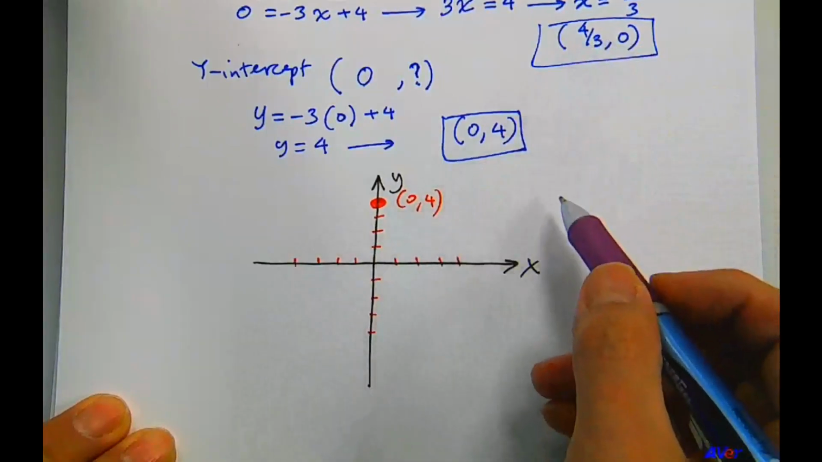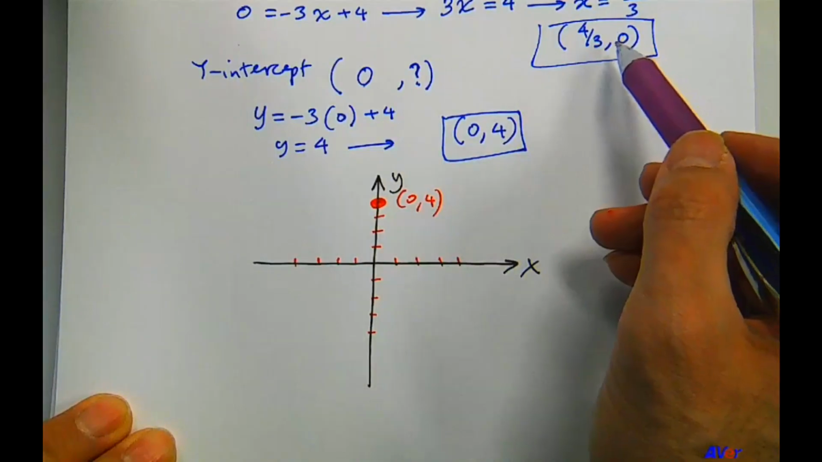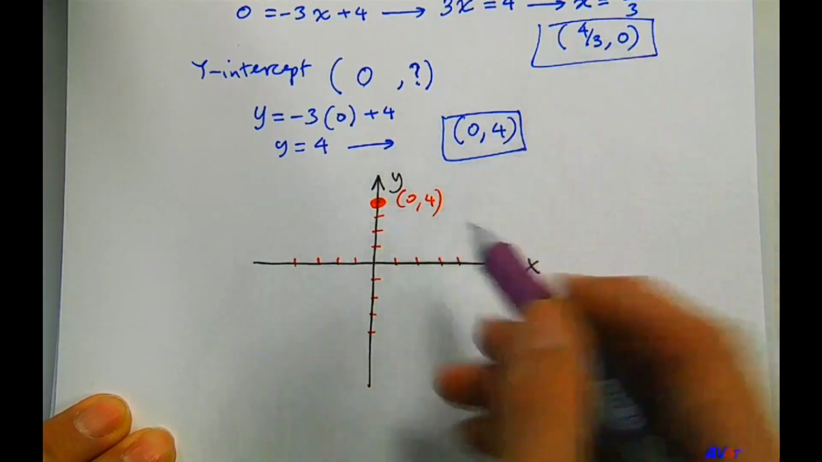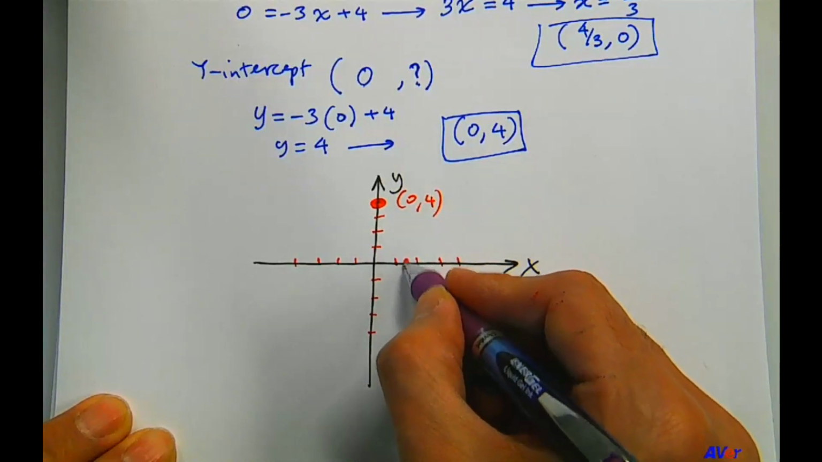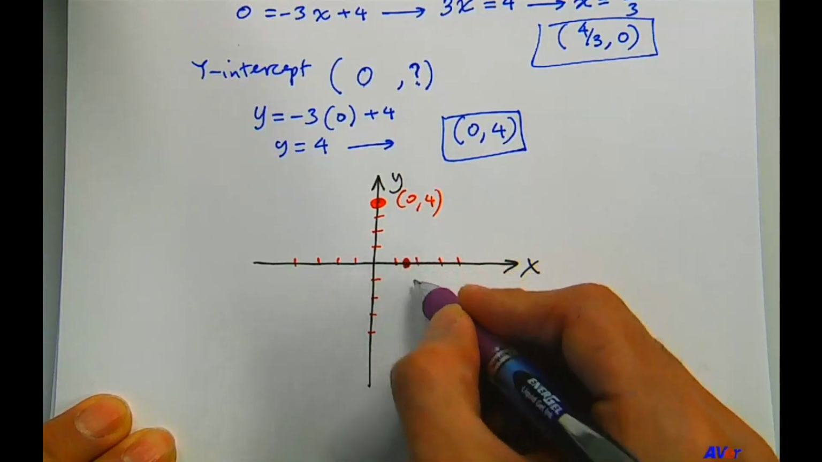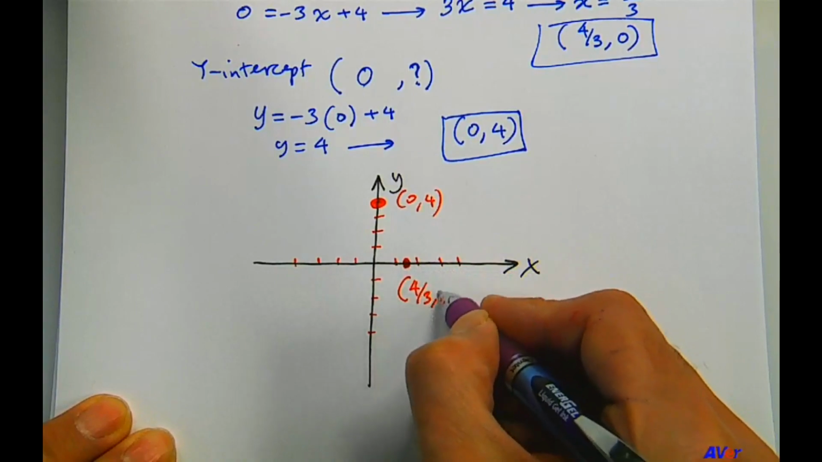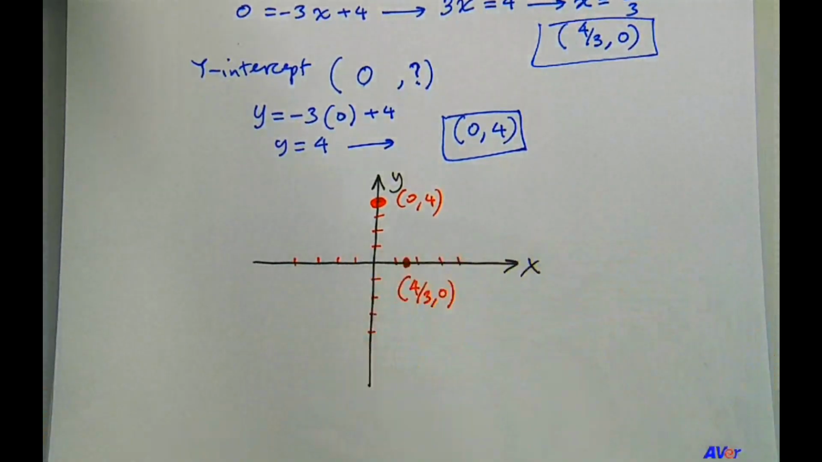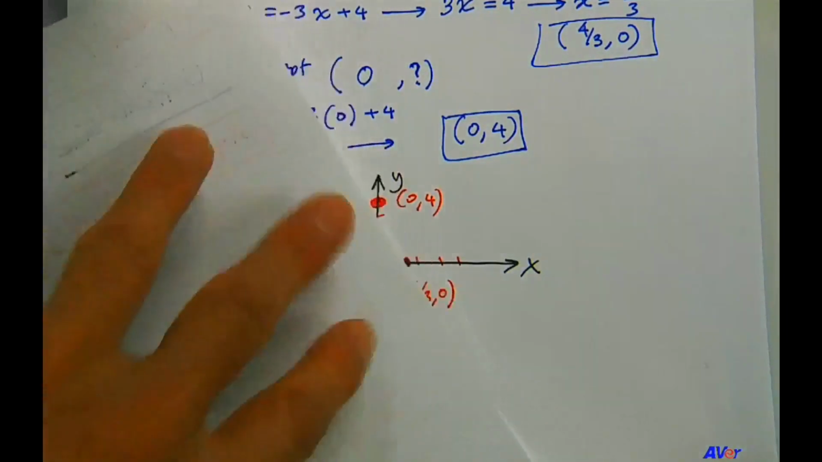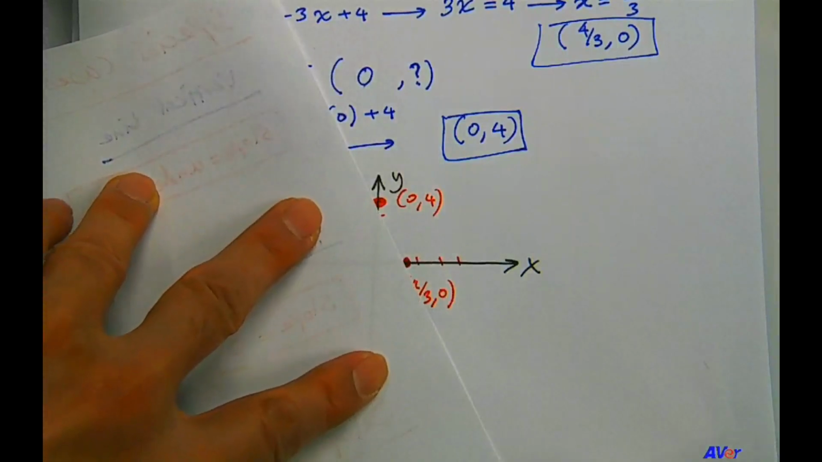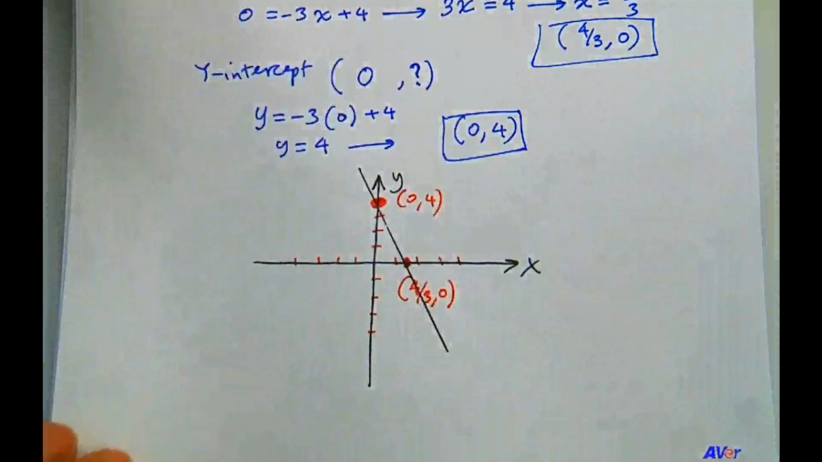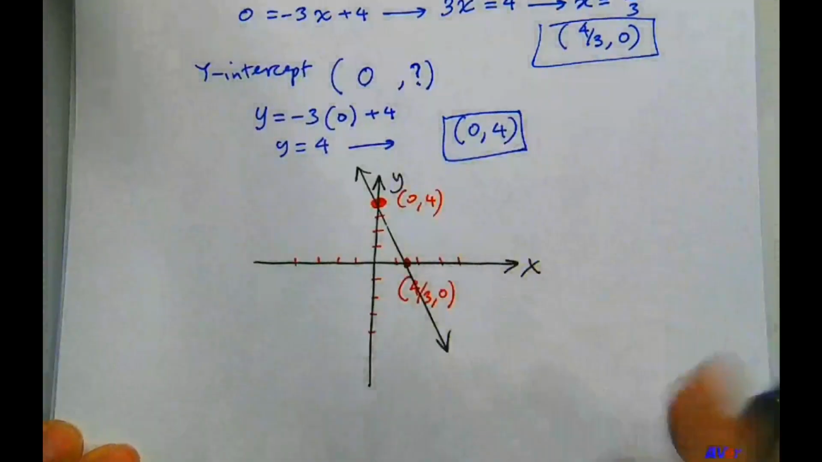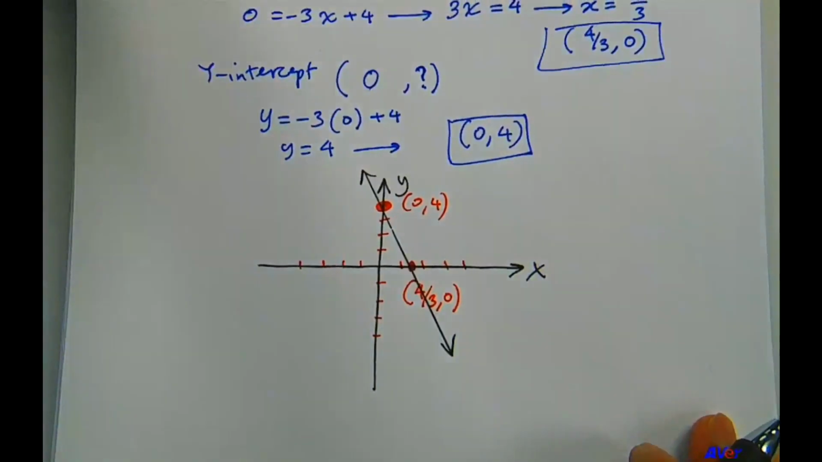And 4/3, 0. 4/3 is slightly larger than 1. So if this is 1, and that's 4/3 for x, so 4/3 would be right here, roughly. And that's 4/3, 0. And then we can connect those 2 points with a straight line. Like that. And so we have our line.